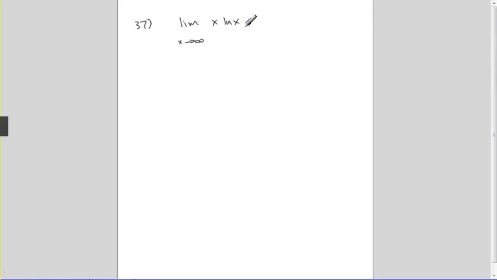Okay. So this is not even an indeterminate form, because you just have infinity times infinity, and that's just equal to infinity. So the answer is infinity.